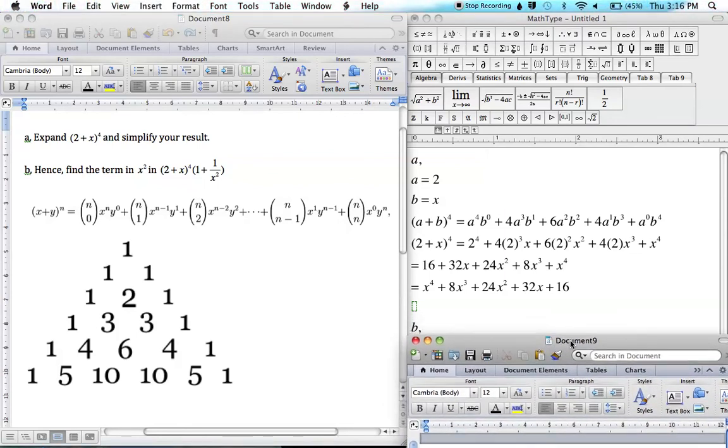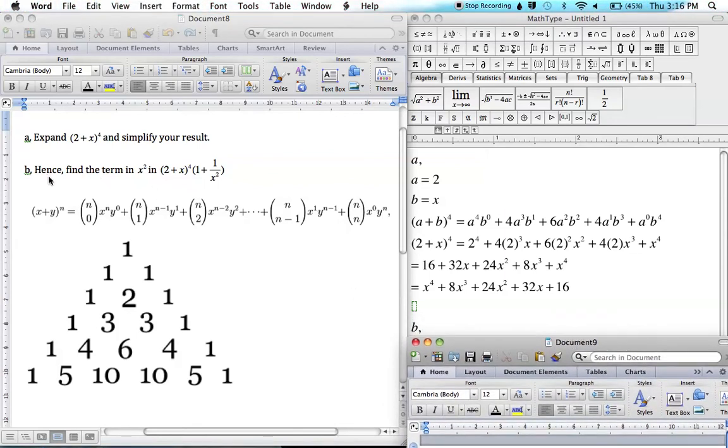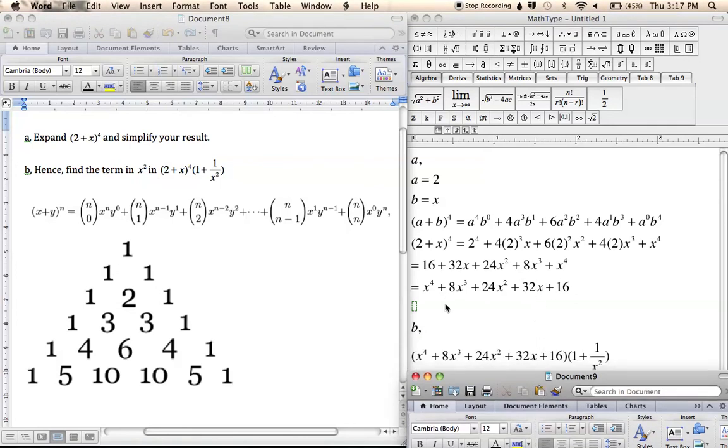Now, for part B, it says, hence find the term in x to the power of 2 in (2 + x) to the power of 4 times (1 + 1 over x squared). Now, what this is really telling you is the 1 here multiplies this. So you are going to get just this term again, which is this over here. And you put that in for question B.